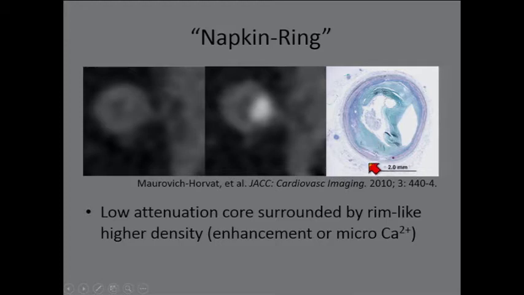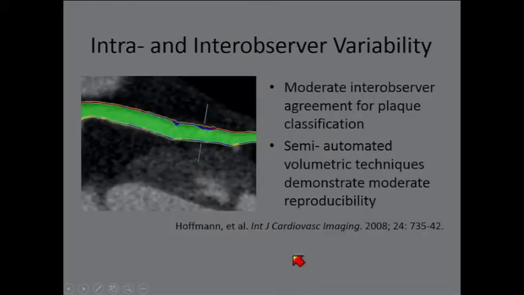And then we actually have histology as well. The histology demonstrates the area devoid of signal after the extraction of the fatty component of this plaque, surrounded by a fibrous component. Generally, it's considered to be a low density core surrounded by a rim-like high density, which can be a combination of neovascularity within the fibrous cap as well as microcalcification.